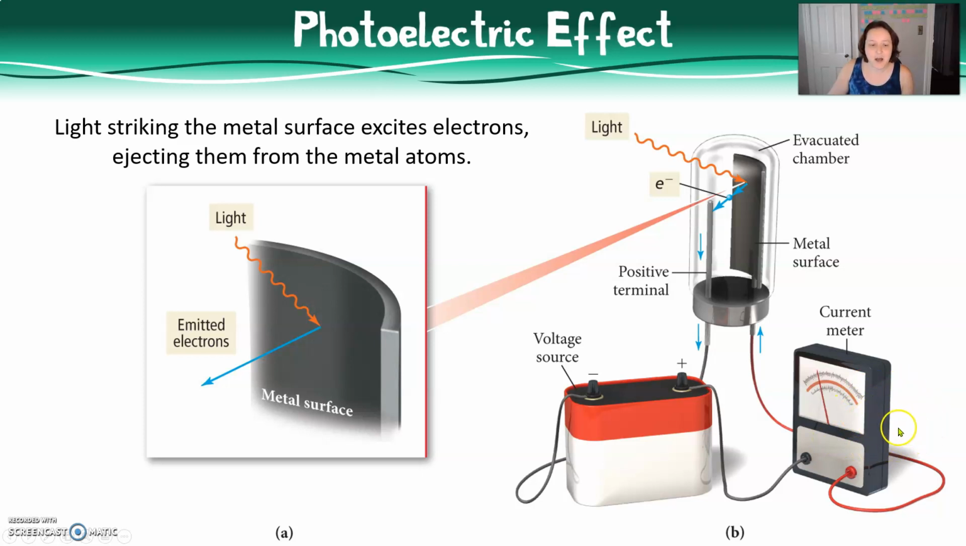So with this setup, we can shine light of different frequencies at the metal surface and see at which point electrons begin to be ejected by watching for the current to spike.